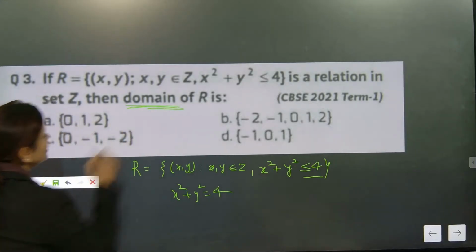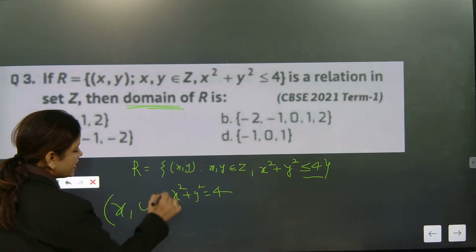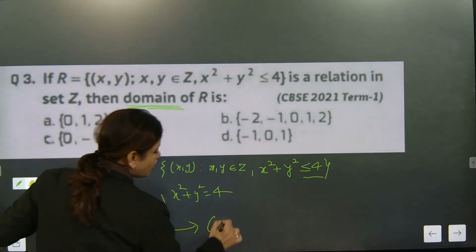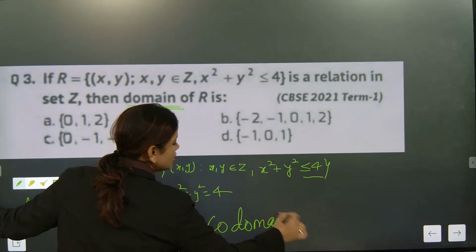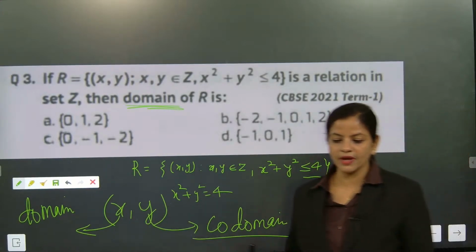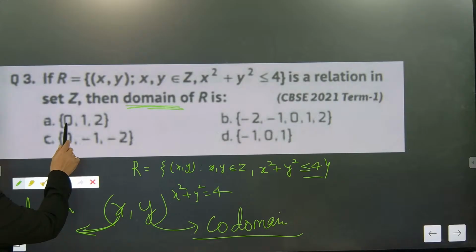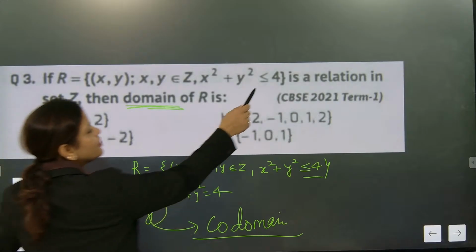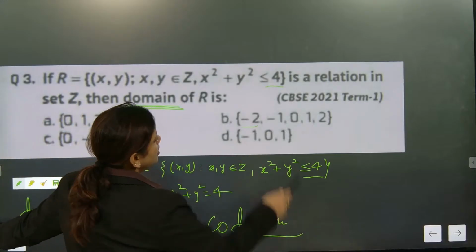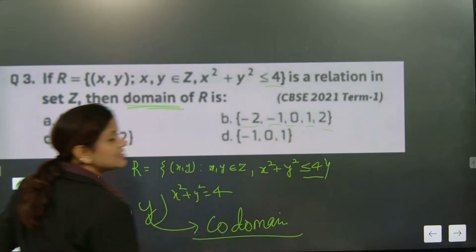They are asking for the domain. What is the domain? When you are writing (x, y), the first element is the domain. The second element is called the codomain. Understood? Now they are asking for the domain x. So if we put x is equal to 0, 1, 2, it will make it equal to 4. Minus 2 square will also become 4. Minus 1, the y part will be dependent, 0, 1, 2. So which is a complete set?